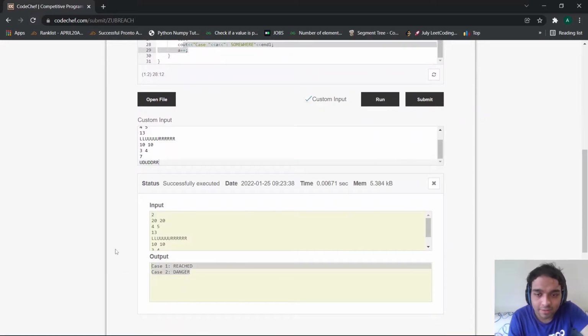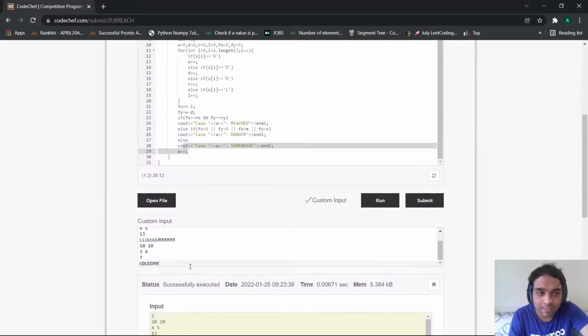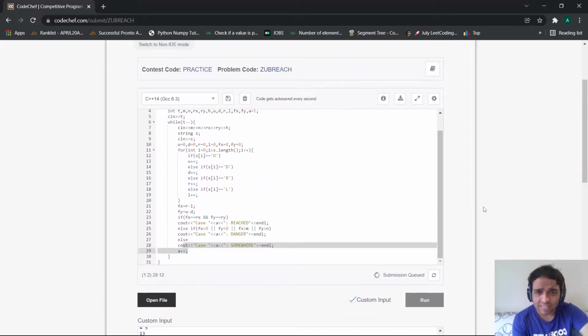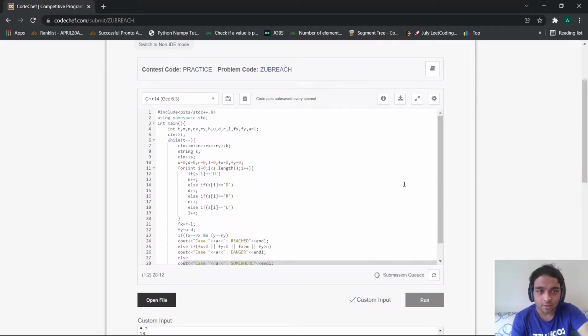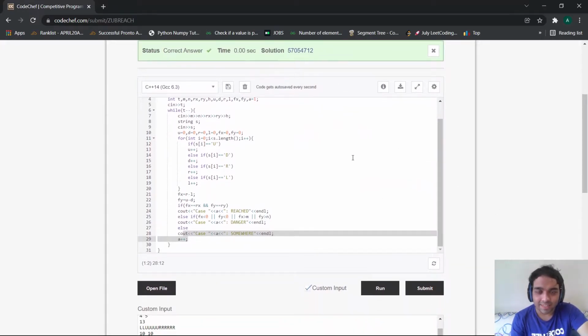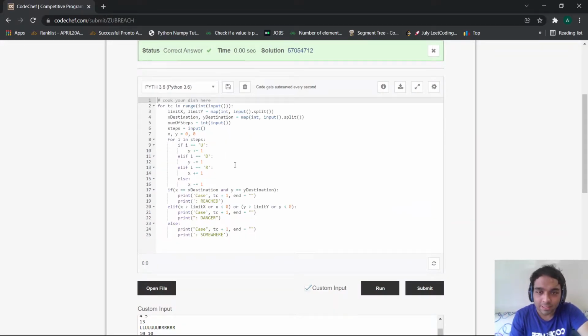So as you can see, we got the correct answer for the sample test cases. Now let's run it through the actual test cases to see whether everything is working correctly or not. So as you can see, we got the correct answer for this problem and this is the approach. Now let me also show you the Python implementation.